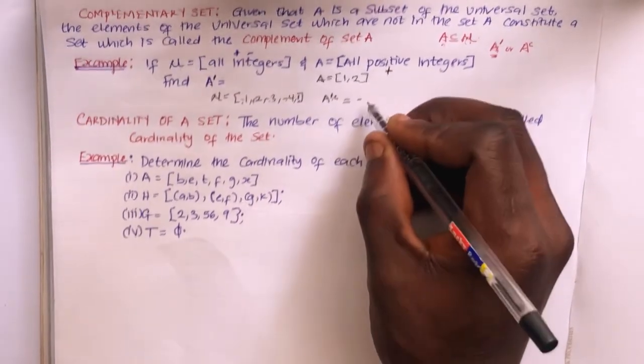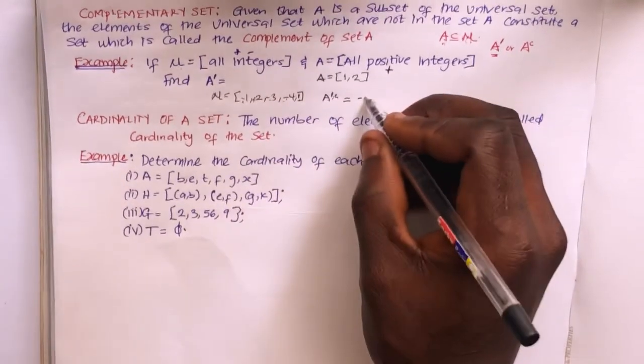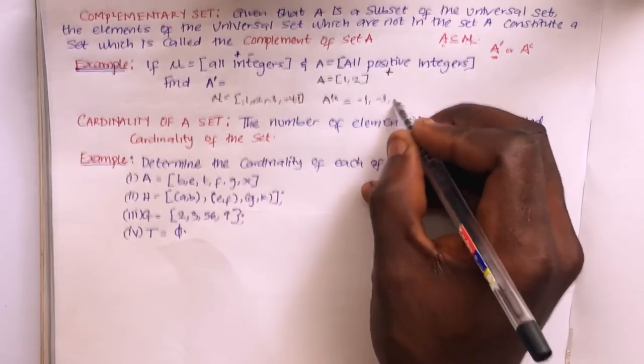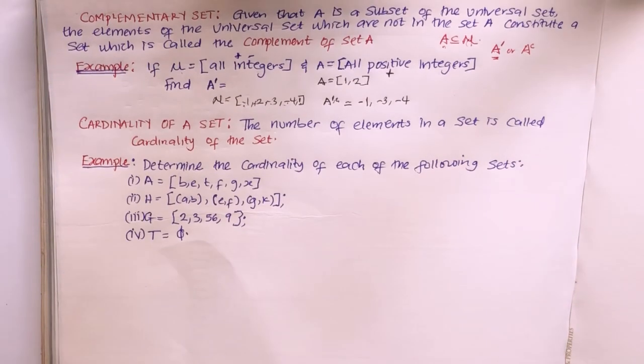Will be all the negative integers that are present in what? The universal set, which is -1, -3, and also what? -4. Can you see this now? So that's the case about the complement of a set.